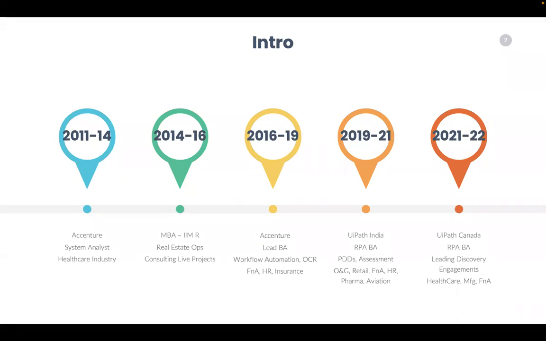There I was making PDDs. If you do not know, PDD stands for process design document, or process description document, as some people call it. In simple words, it's a requirement document around the process that is used by a developer to do the coding and automate the user's task. And I was also doing the assessment. Assessment is part of the discovery, where we do the cost benefit analysis before developing any IT project.